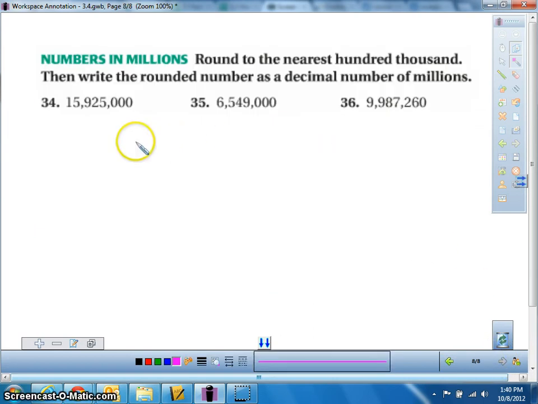So here's one set of problems here I want you to do. We'll do the first one together, and then for your homework or for your check, we'll talk about it in class tomorrow. I want you to do these second two. So remember, our first step is to round this to the hundred thousandths. So this is going to become 15,900,000. And from there, we're going to go ahead and take this comma and change it to a decimal, and then we drop all the zeros at the end. 15,900,000 becomes 15.9 million there.